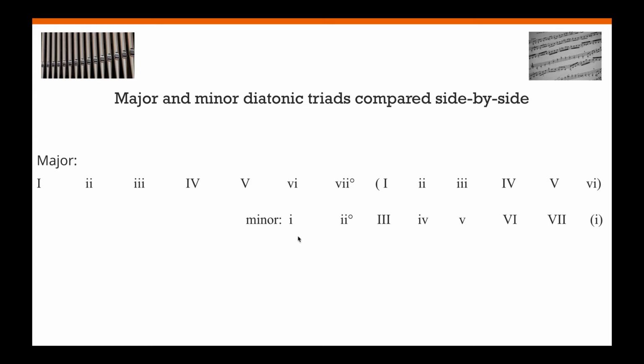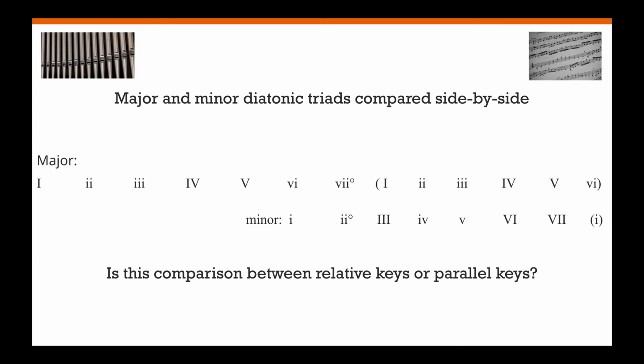So now, compared side by side, my 1 chord is minor, my 2 chord is diminished, no surprise there. My 3 chord in a minor key is major, again, no surprise. My 4 chord is minor, my 5 chord is minor when I'm using the natural minor scale with the low 7. My 6 chord is major, my 7 chord is major in the natural minor scale with the low 7, and of course there's the return to tonic. So, is this a comparison between relative keys or parallel keys? Well, I kind of gave that away when I told you how I got there. Of course, this is relative keys. It's a major, for example, C major, and its relative minor, A minor.